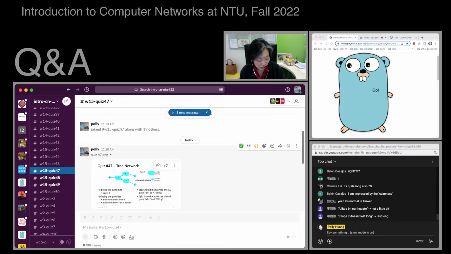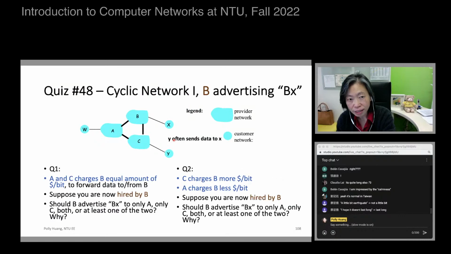All right, so shall we go down to the next quiz? The complexity is a little bit higher. You see also the money flow a little bit more clear. And the main difference between quiz 48 and 47 is that now there's a connection between B and C. Otherwise, Y sends very often to X.